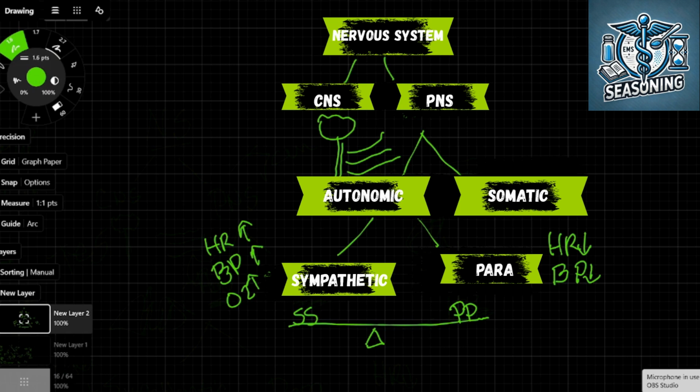And if you eat a large meal and your body's trying to digest that meal, you might start to get a little bit more parasympathetic tone, which causes that balance to tip this way, which causes the decrease in heart rate and the decrease in blood pressure.